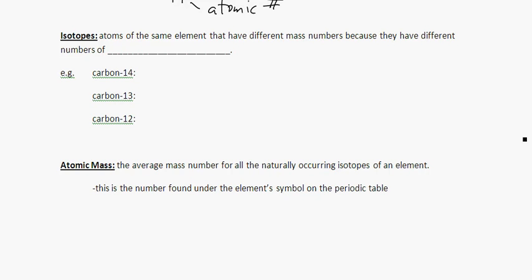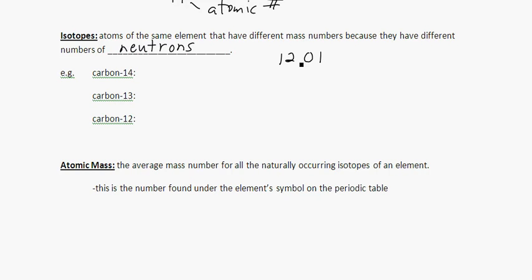Okay, so once again, isotopes, besides being Homer Simpson's baseball team, are atoms of the same element that have different mass numbers because they have different numbers of neutrons. Remember, if we change the number of neutrons, we're going to change the mass. So, for example, carbon.